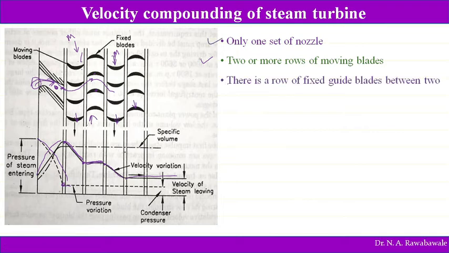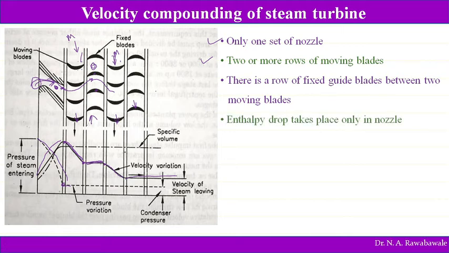Next one, there is a row of fixed guide blades between two moving blades. So between two moving blades, there is one set of fixed blade, and the enthalpy drop takes place only in the nozzle. So delta H takes place in nozzle. Then the enthalpy drop is converted into kinetic energy. So when this enthalpy of steam gets reduced, velocity increases.